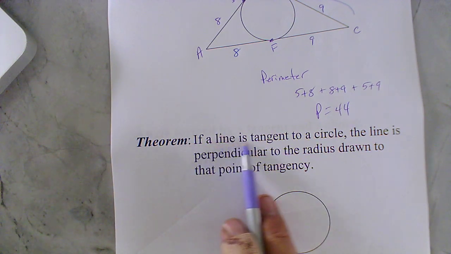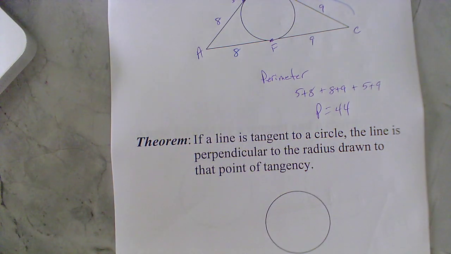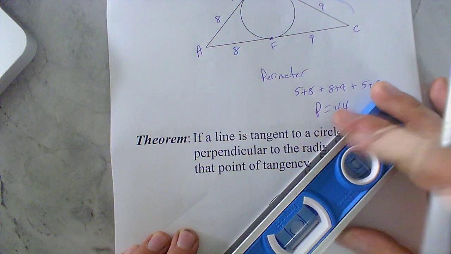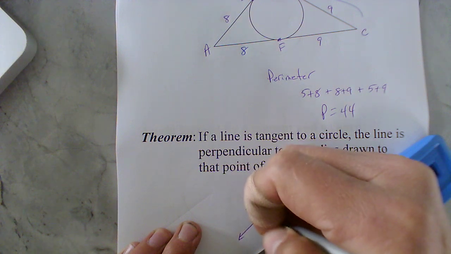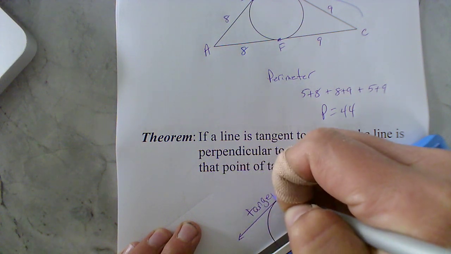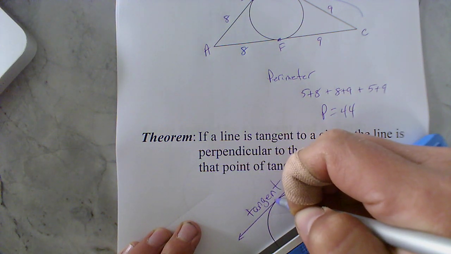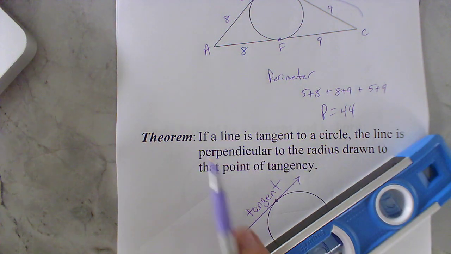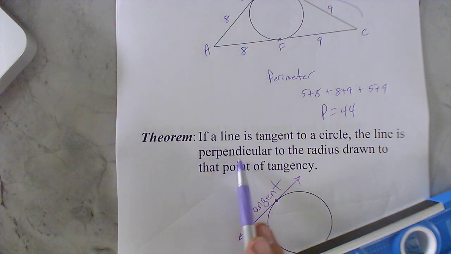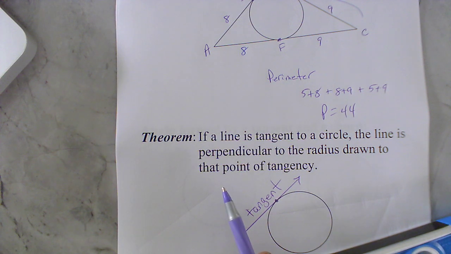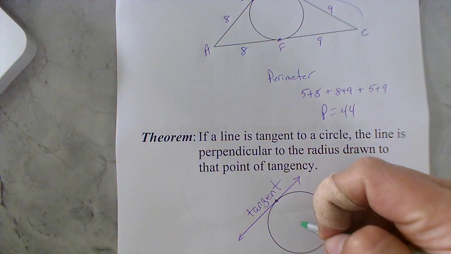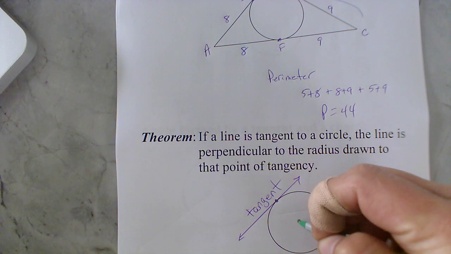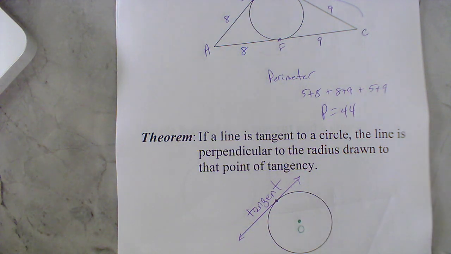Another theorem. If a line is tangent to a circle, well, I'm just going to draw the line then. So a line tangent to a circle. Again, there's my tangent. And this is my point of tangency, we said. The line is perpendicular to the radius drawn to that point of tangency. So hold on. I can draw a radius. I need the center, right? Again, we'll call it center O.